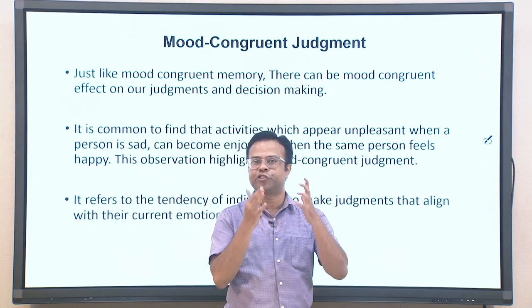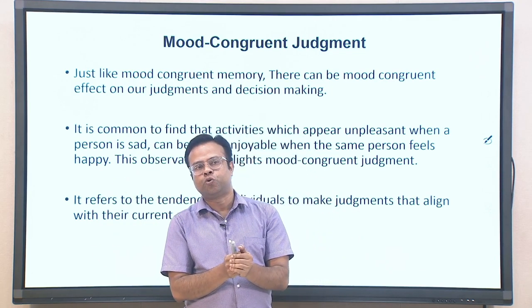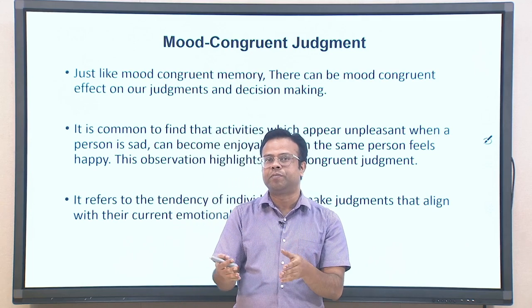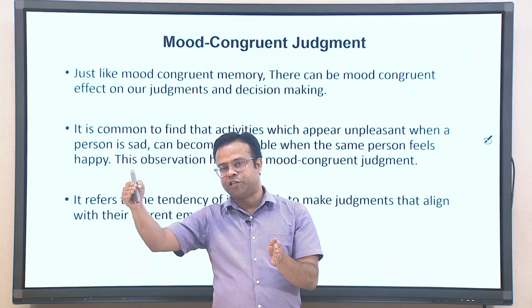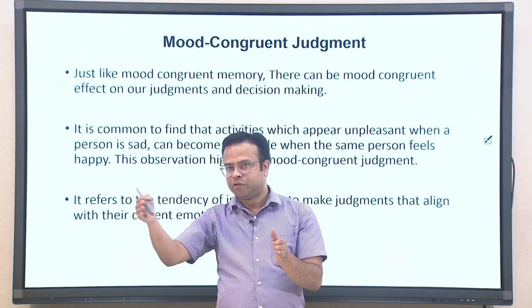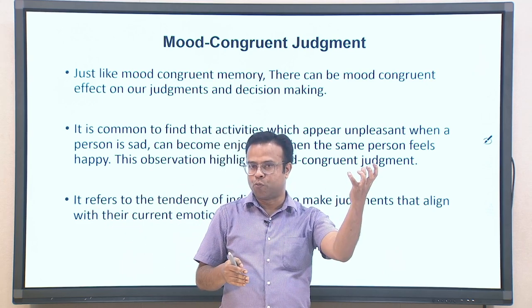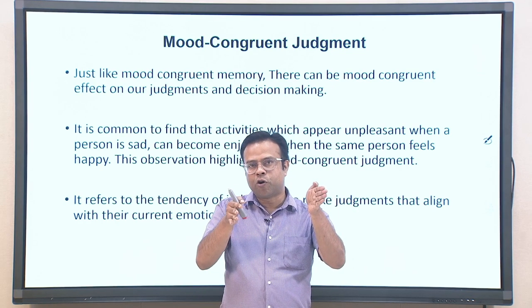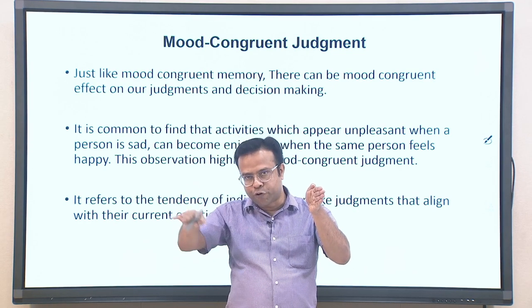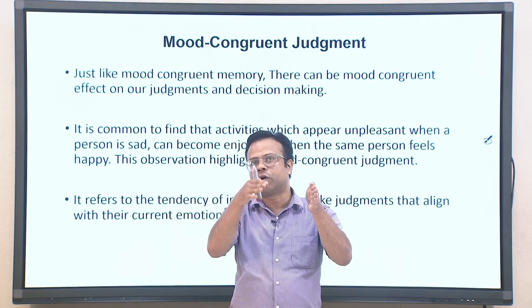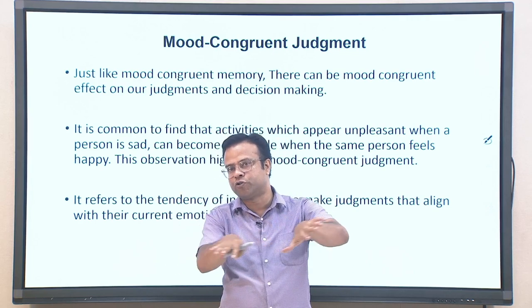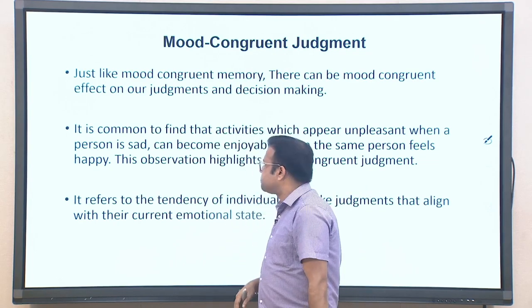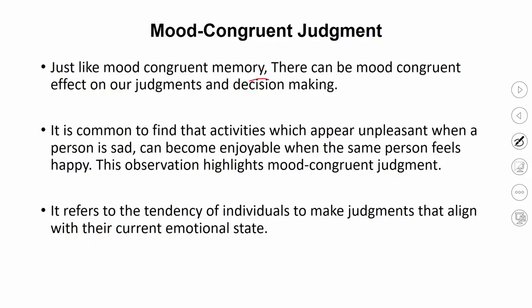For example, if you are in a positive mood, positive evaluations and judgments are more likely to happen. Similar to when we discussed mood congruent memory, which basically means that based on your current mood, you are more likely to remember things which are congruent with your current mood. So, similarly, you are more likely to make judgments which are congruent with your current mood. Just like mood congruent memory, there can be mood congruent effects in our judgments and decision making.